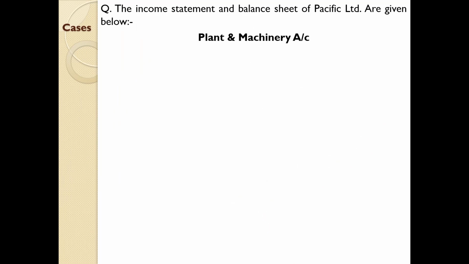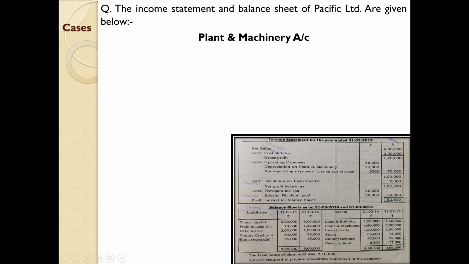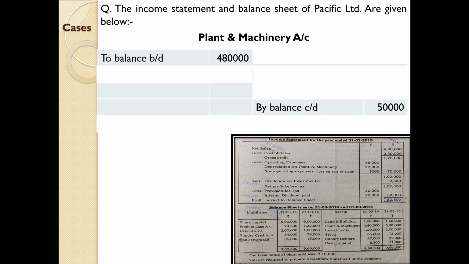First one, let us prepare plant and machinery, because that was an adjustment that was given. In the question it is said that the plant was sold for 18,000, and the plant and machinery opening and closing balances are there, so be cautious in this question. The income statement is given. Make sure there is any item relating to plant and machinery. Yes, there it is: depreciation on plant and machinery and loss on sale of plant. See, for this purpose only this statement was given. So you need to consider these two amounts while preparing the plant and machinery account. So let us begin with plant and machinery. Opening and closing balances are already given in the question: plant and machinery 4,80,000 and 5 lakhs.